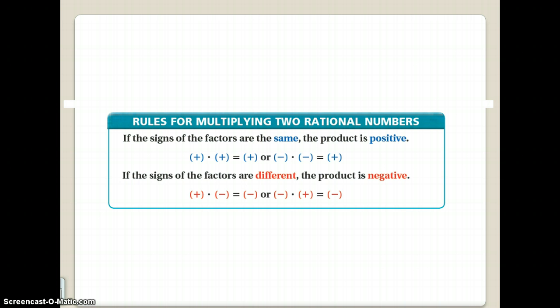As a quick reminder, multiplying rational numbers. Positive times a positive is a positive. Negative times a negative is a positive. If the signs of the factors are the same for two rational numbers, the product is positive. If the signs for two rational numbers are different, the product is negative.